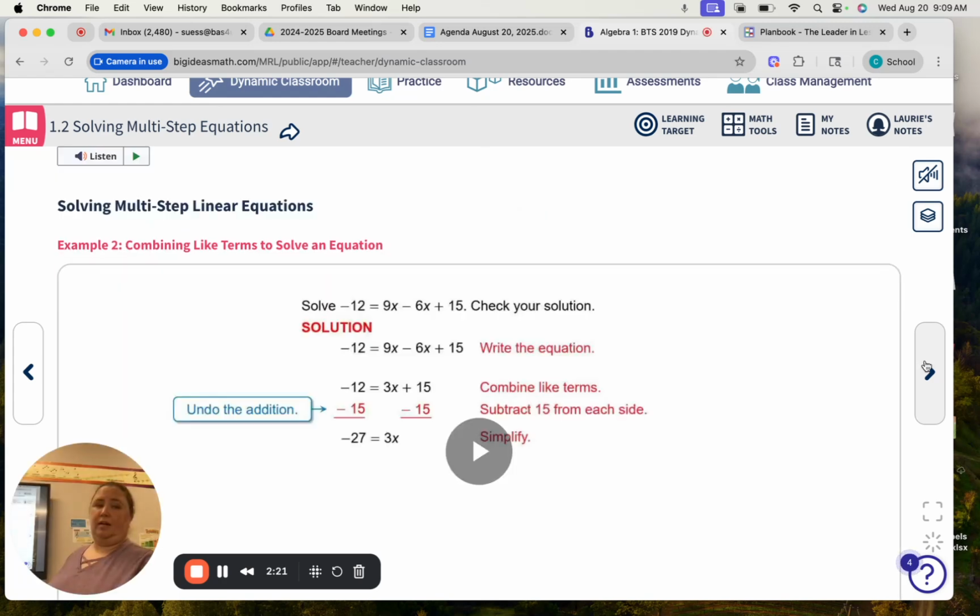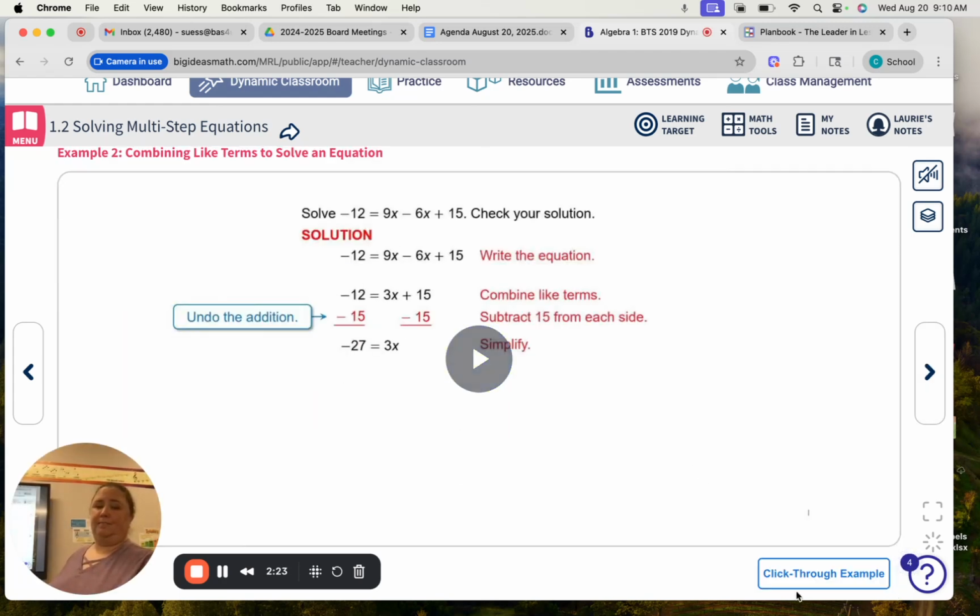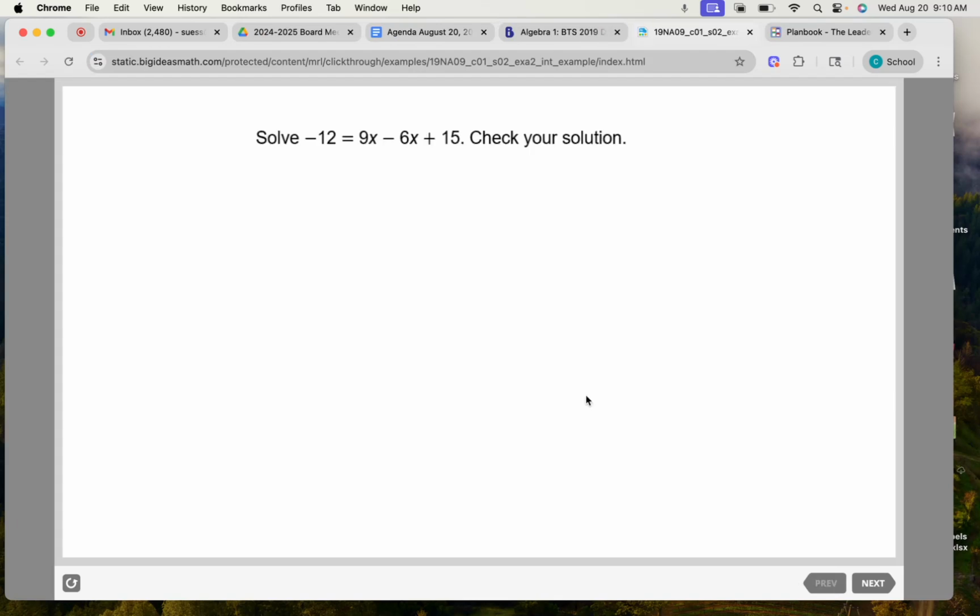Sweet. All right, let's do example 2. So we're going to solve negative 12 equals 9x minus 6x plus 15. So write the equation first. What is the very first thing we need to do? Take a wild guess. Since there's 2 like variables, we're going to solve them first. Combine like variables, yes. So we're going to combine the 9x and the 6x. So you're going to subtract what? 9 minus 6, which gives you 3x. So now what's the next step?